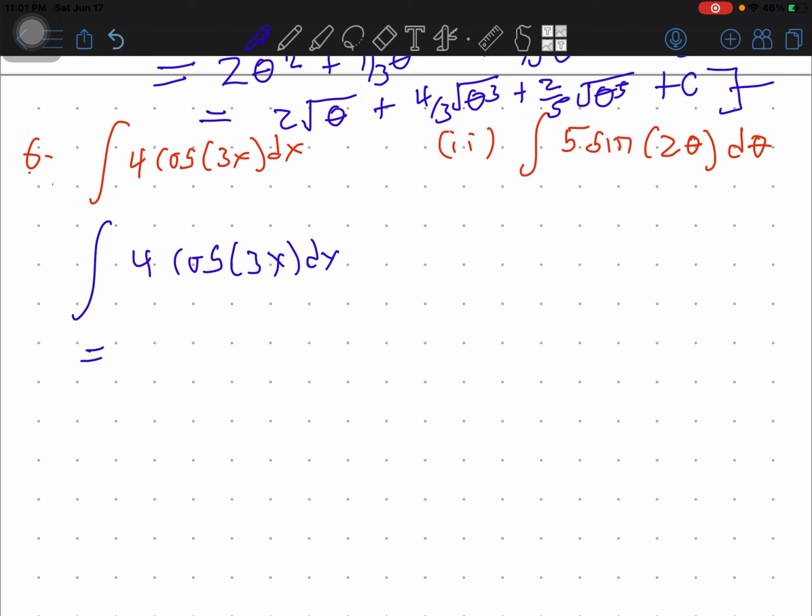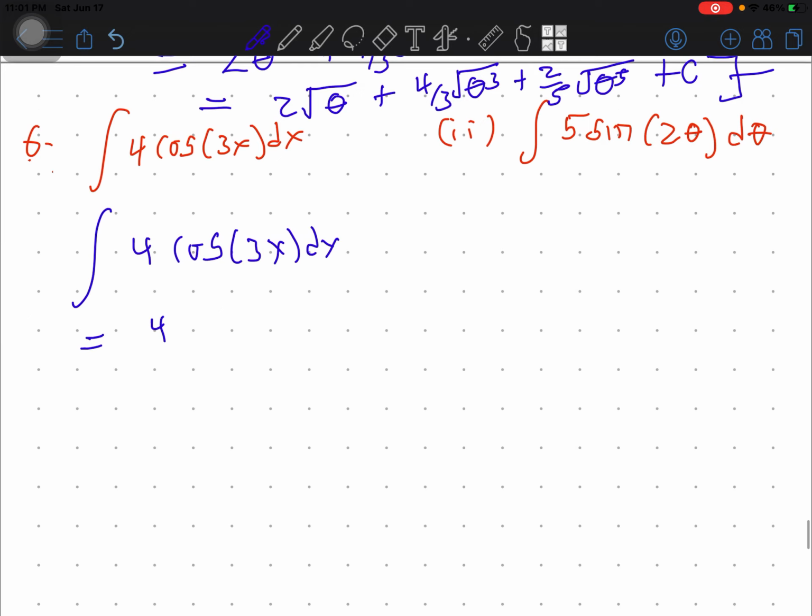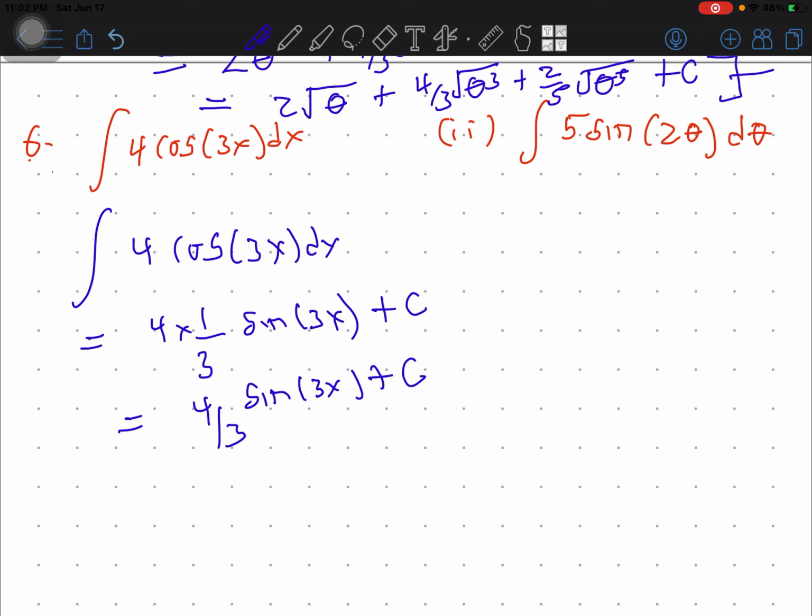So this one we are going to get 4 and then multiply by 1 over, when I differentiate 3x, I'm going to get 3, and then when I integrate cos, I'm going to get sine. Therefore, I'm going to get sine 3x. Don't forget plus your c, and therefore we are going to get 4 over 3 sine 3x plus c.